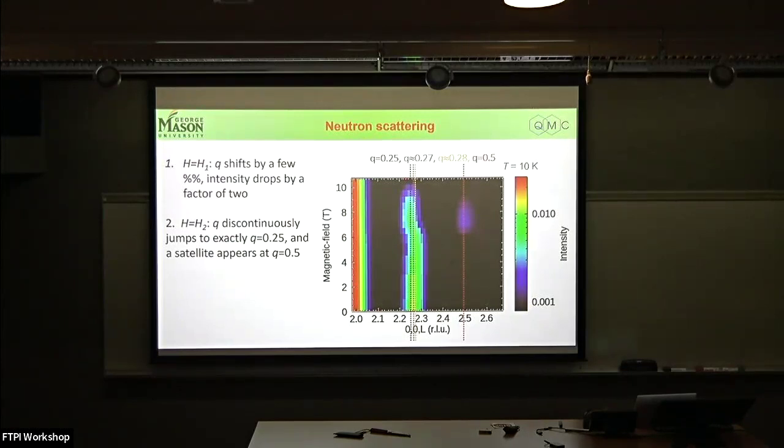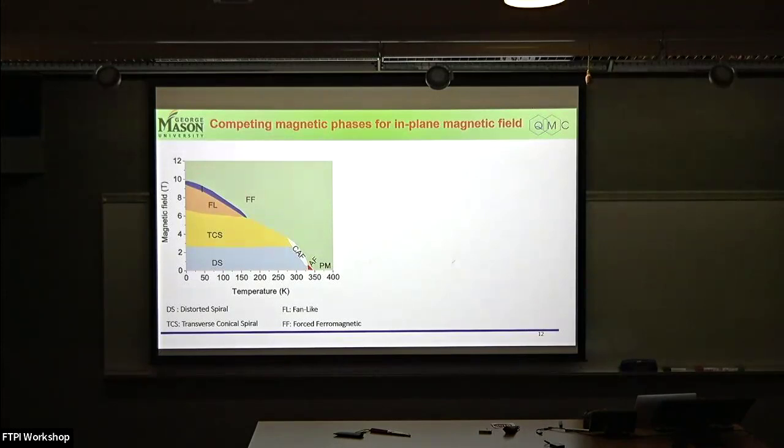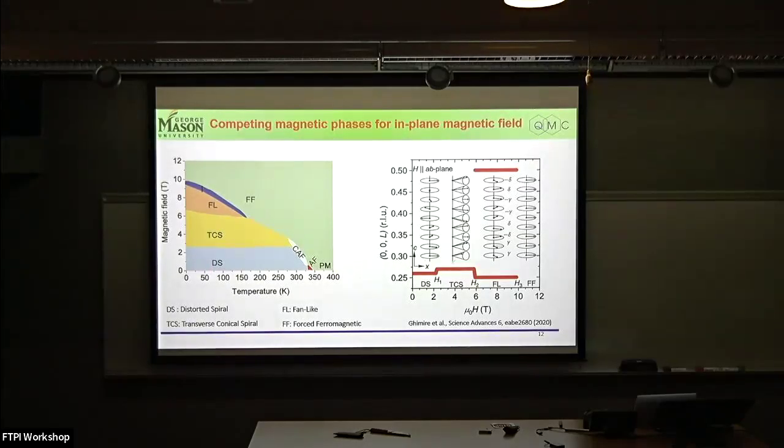I think I should have numbers here, right? So you start with this 0.27, then it changes slightly to 0.28 at a particular magnetic field, and then it changes again to a commensurate phase, and suddenly a satellite appears at 0.5, a double wave vector. Quite intriguing, curious. So this is the phase diagram derived from the experiment. My role was only to put labels on these things, and you already saw that.